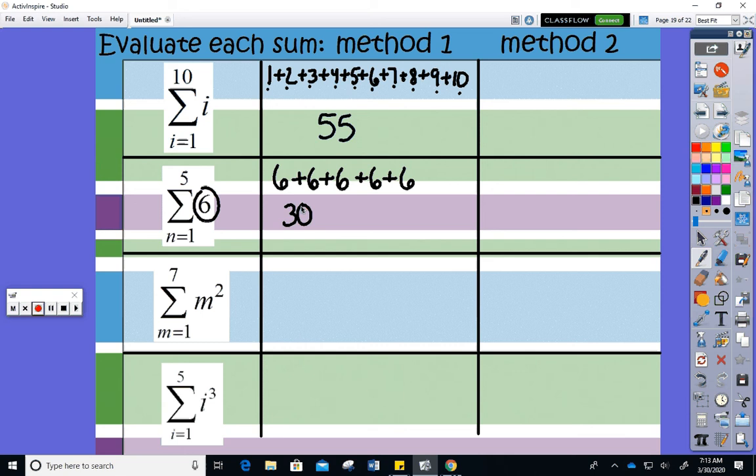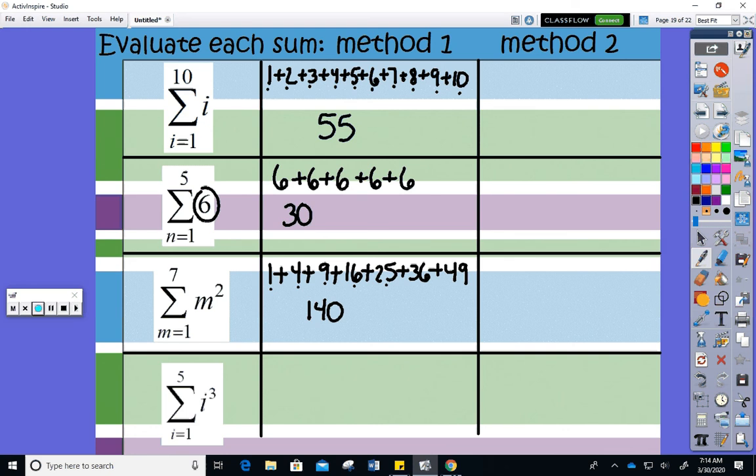So on the next one, a sub 1 would be 1 squared, a sub 2 would be 2 squared, a sub 3 would be 3 squared, a sub 4 is 4 squared, a sub 5 is 5 squared, a sub 6 is 6 squared, and a sub 7 is 7 squared. So when I add all those up, let's see, I'm going to get 20 right there. Let's see here, 30, 30 and 25 is 55 plus 36 plus 49. I'm getting 140 there.